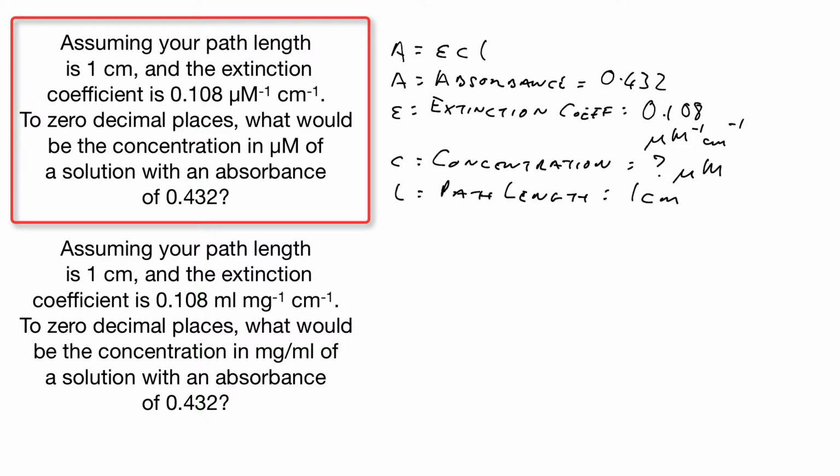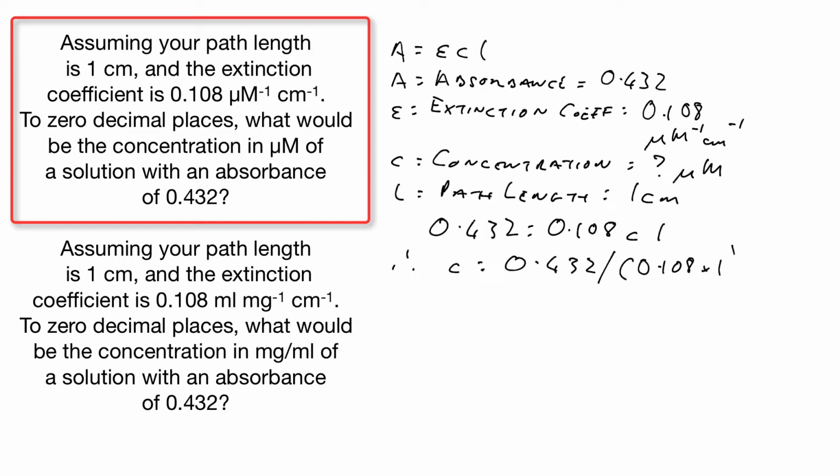centimeter. Now if we substitute these numbers into the equation, we get 0.432 is equal to 0.108 multiplied by the concentration multiplied by the path length of 1. Therefore, rearranging for C, we get 0.432 divided by 0.108 multiplied by 1, and when we do the calculation we get the answer of 4 micromolar. Therefore, the concentration is 4 micromolar.